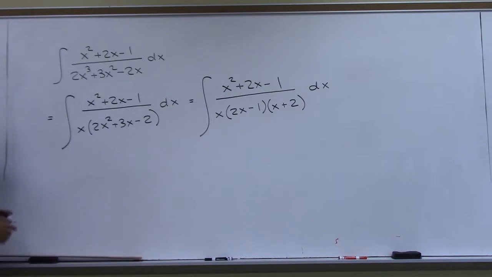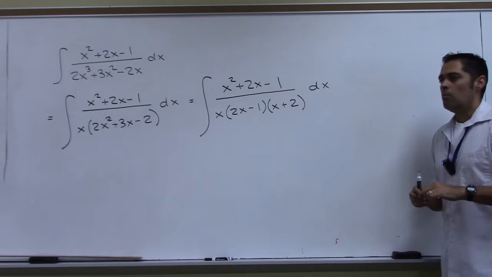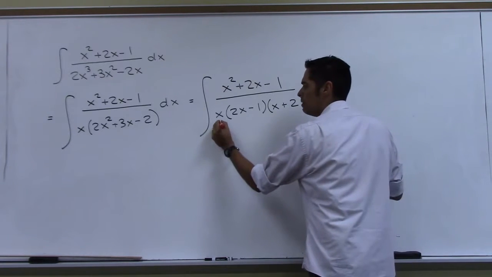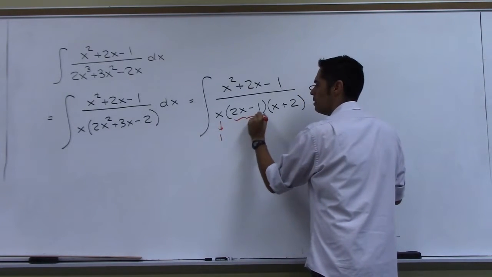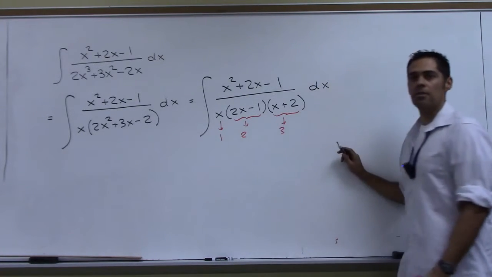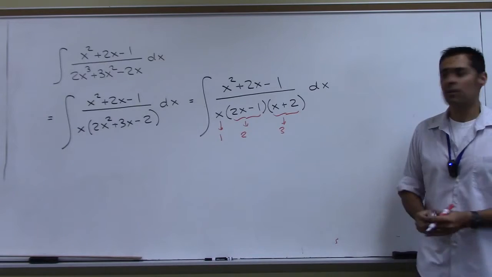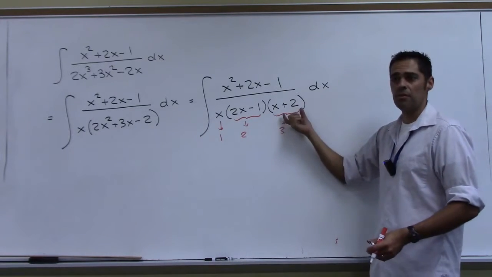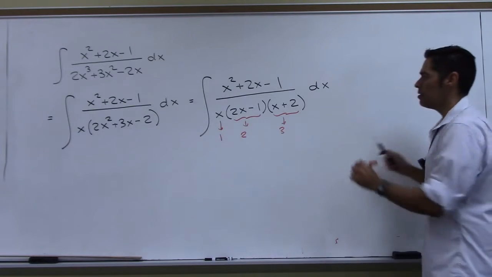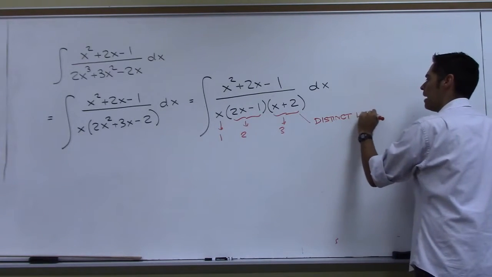All right. So now let's get into some language here. When you multiply things together, they're called factors, yes? So I have 1, 2, 3 factors here, don't I, in the denominator? They are all different, aren't they? This is x, this is 2x minus 1, this is x plus 2. Those are all different factors, right? So each one of these factors is called a distinct linear factor.